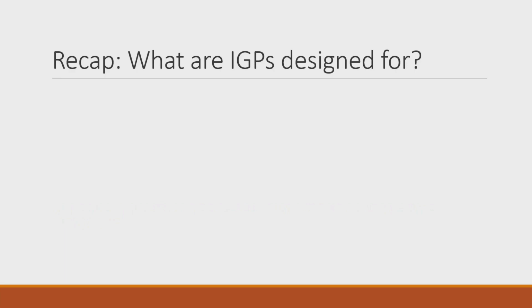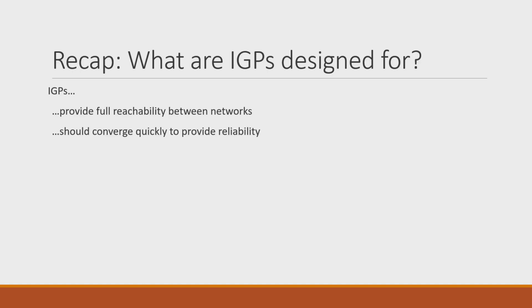For the most part, IGPs are designed to provide full and dynamic reachability between networks. Routers usually discover each other automatically, and the end goal is full reachability between all networks. IGPs typically heal from network outages quickly, as any disruption in reachability would impact many end hosts. They do this using some sort of basic routing metric.